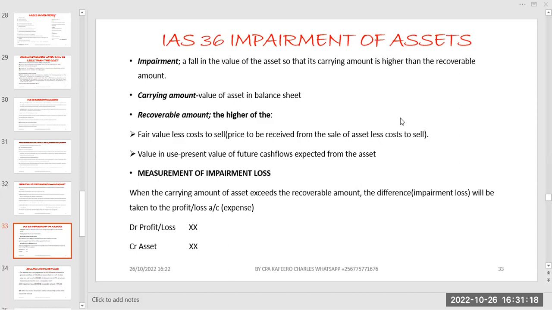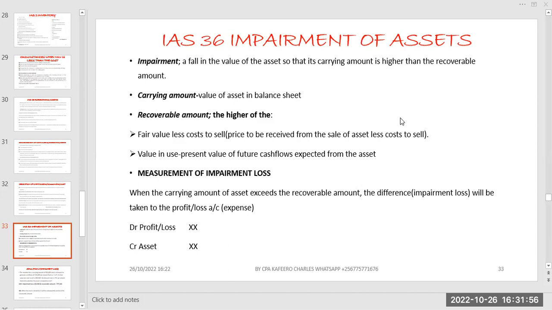Then the other way is in terms of the value in use. The value in use here means the entity-specific value. If you are not going to sell this asset, how much can you get from the asset after looking at the cash flows that asset can give you throughout its remaining useful life. So that's basically what we are talking about, the value in use.